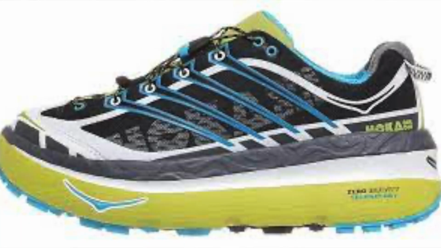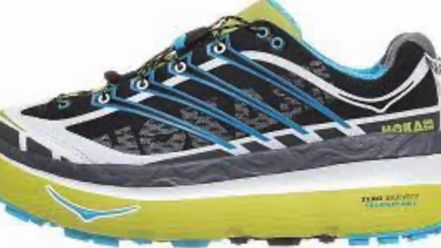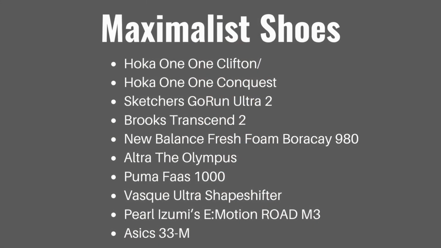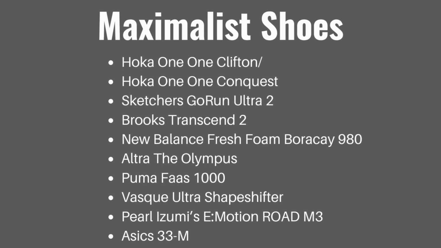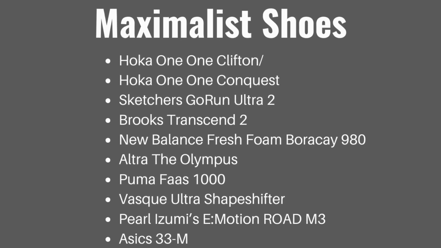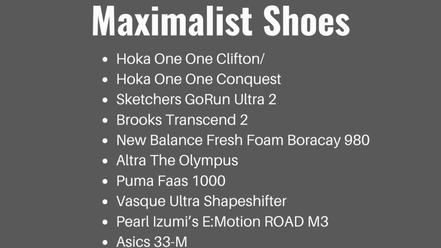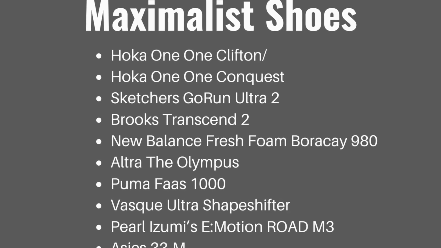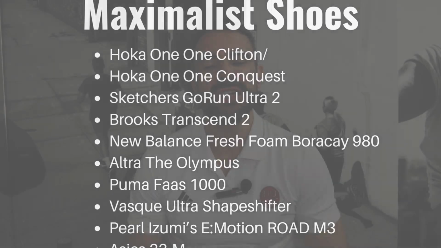The other end of the scale, we have maximalist shoes. So these are basically the opposite. So they have a high stack height, and often a high drop between the heel and toe. And depending on the shoes, they often have much more external supportive devices within the shoe. Some popular examples of maximalist shoes are things like the Hoka One One Clifton or Conquest, Skechers GoRun Ultra 2, the Brooks Transcend 2, New Balance Fresh Foam 980, Ultra Olympus, the Puma Fast 1000, the Vaska Ultra Shapeshifter, Pearl Izumi's EM Road M3, and the Asics 33M.